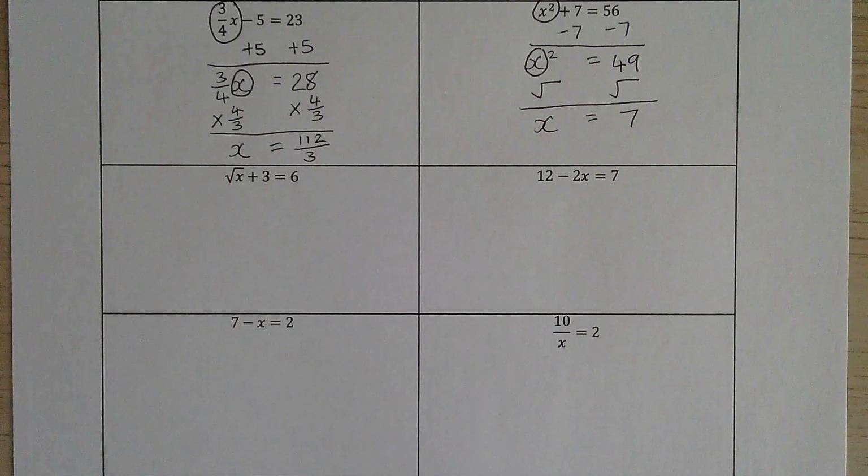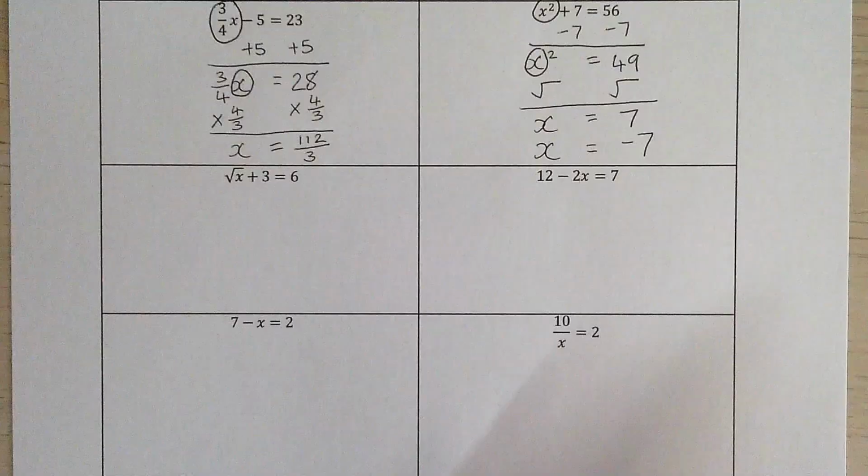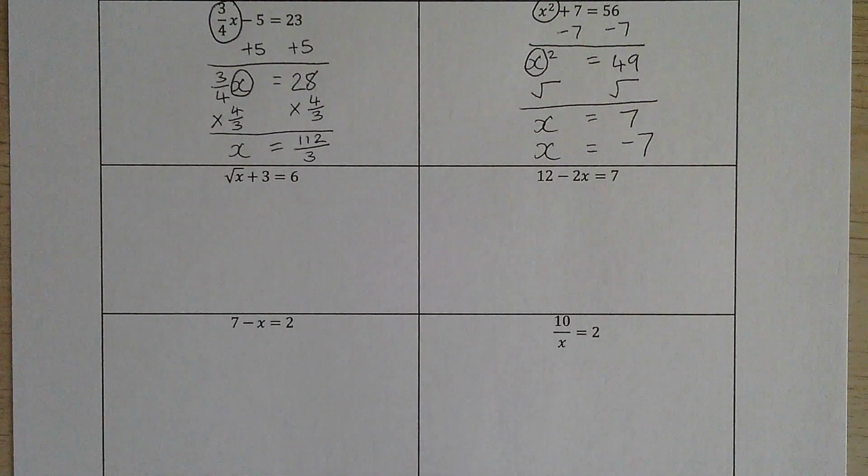But then hopefully we remember from our previous lessons that there's also a second solution to this equation. We can also get x is equal to -7.